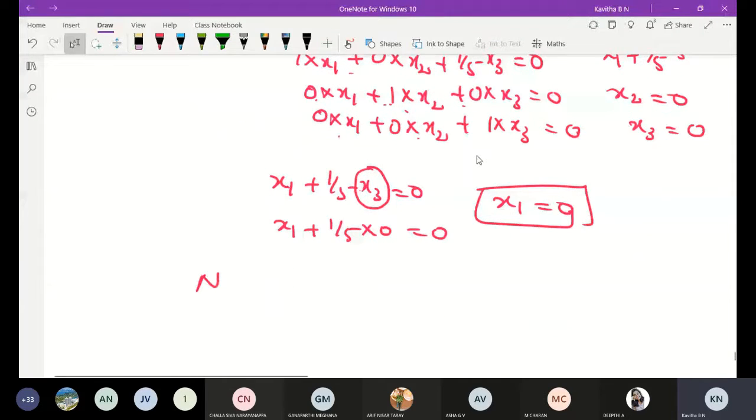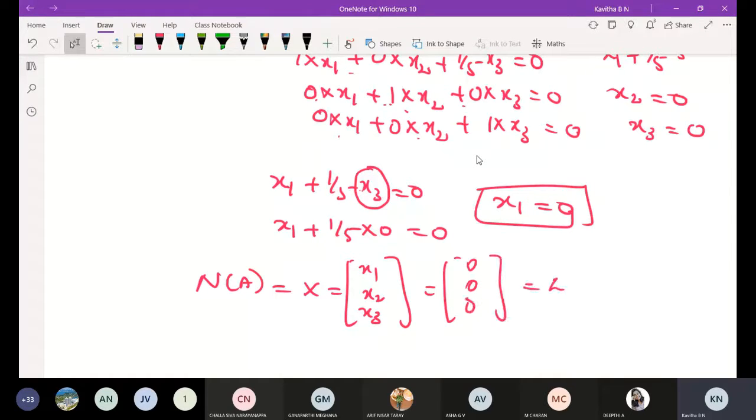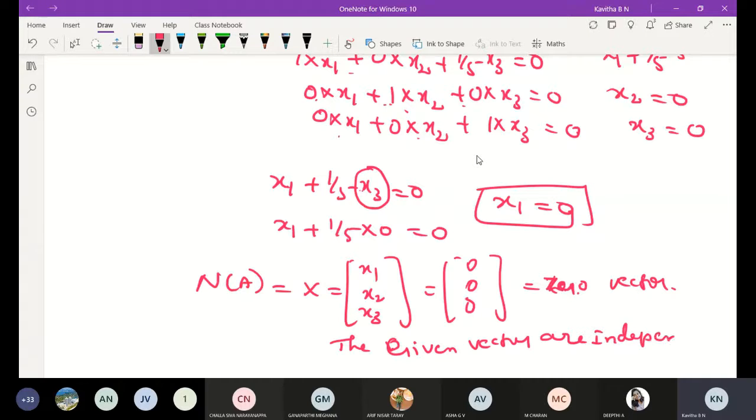Null space of A is x is equal to x1, x2 and x3, this is 0, 0, 0. This is the 0 vector. The given vectors are independent.